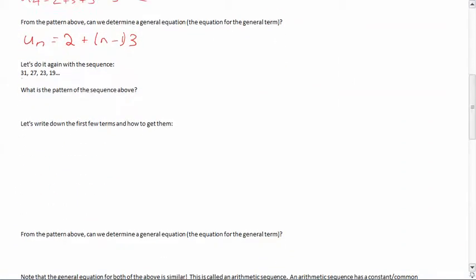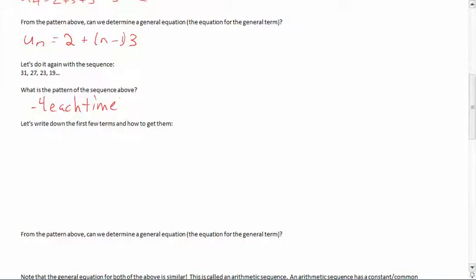Let's do it again with a different sequence. 31, 27, 23, 19. Let's go through it a little bit quicker this time. What is the pattern that we see? Well, to go from 31 to 27, I'm going to subtract 4. To go from 27 to 23, I'm subtracting 4 again. So each time I subtract 4.